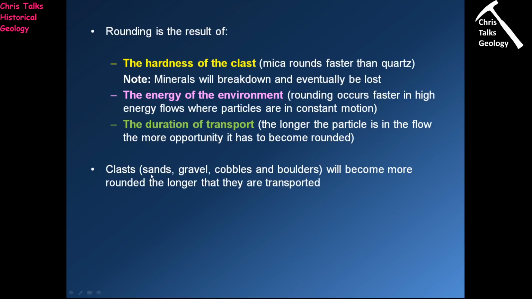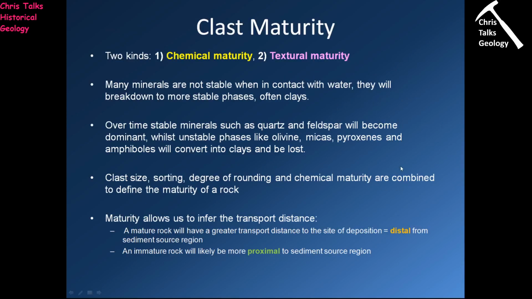Now, in terms of the clasts that actually show rounding, it's the sands, the gravels, the cobbles, and the boulders. Silts and clays are too fine, so they don't round. Only sands, gravels, cobbles, and boulders can have indications of rounding.